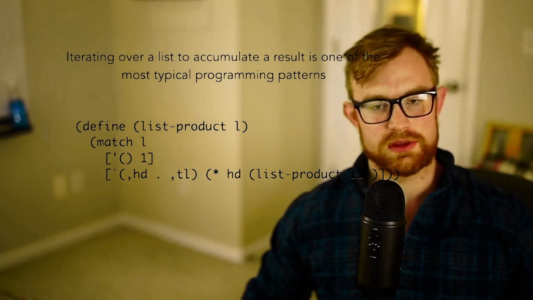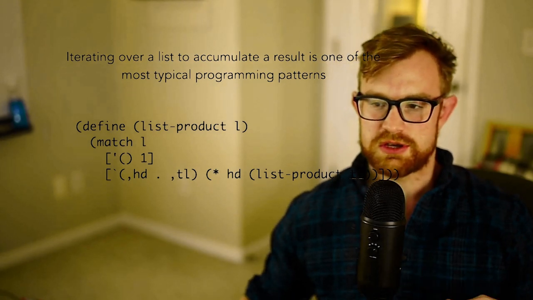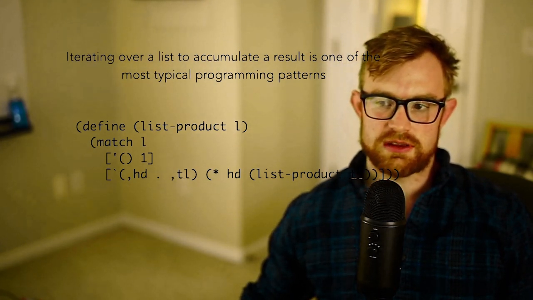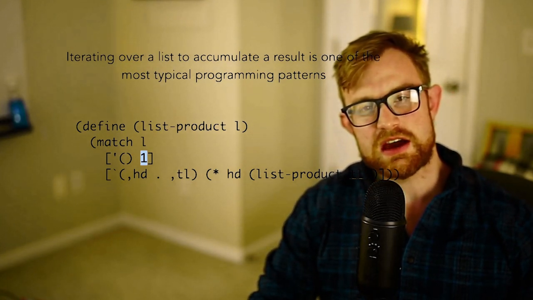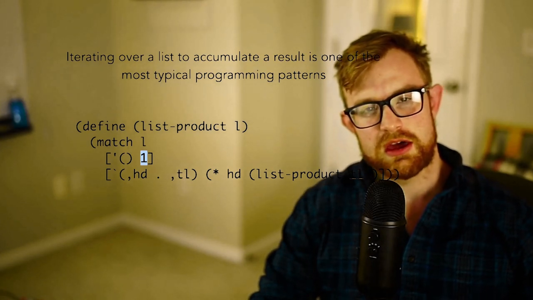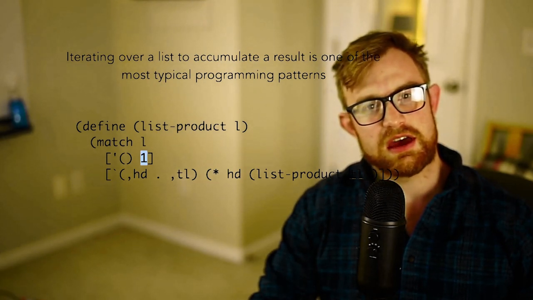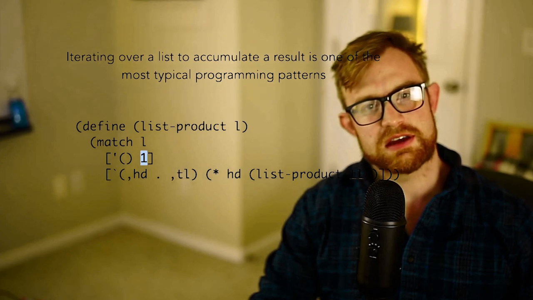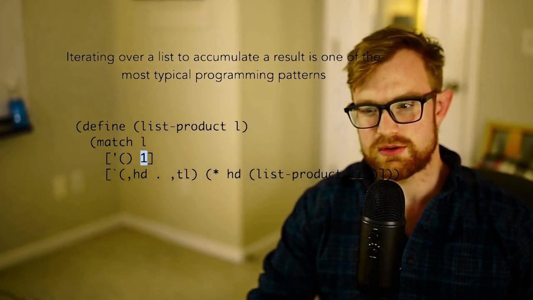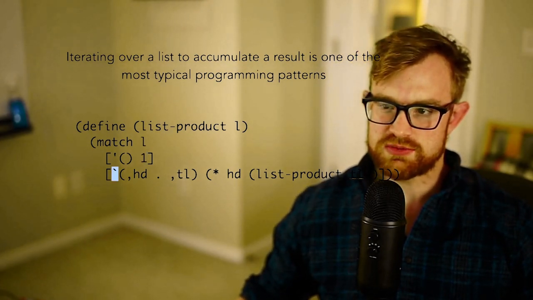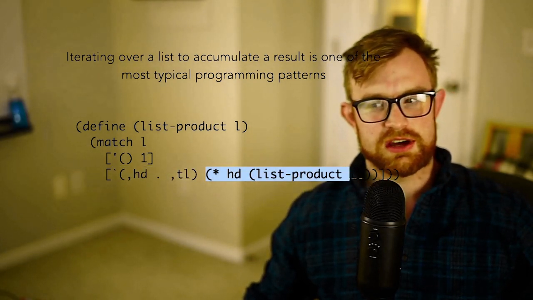So let's look at another example. Now, this is listProduct. What this is going to do is multiply every element in the list together. All right? So here's what we're going to do. In the case where there's an empty list, we're going to use just the value 1. Now, the reason is because this is the identity of multiplication. And so when we multiply up all of the values in the list, at the end of the day, we're going to have some base case. That's going to be 1, because otherwise we would change the value of our result. So 1 is a nice identity we can use. Now, in the recursive case, when we have a head and a tail, we're going to multiply the head by listProduct of the tail.